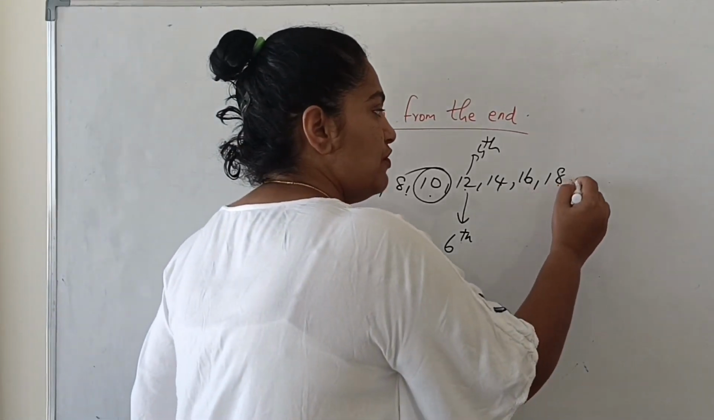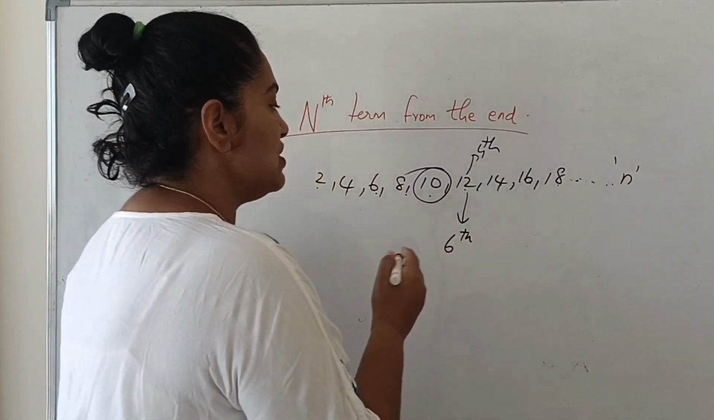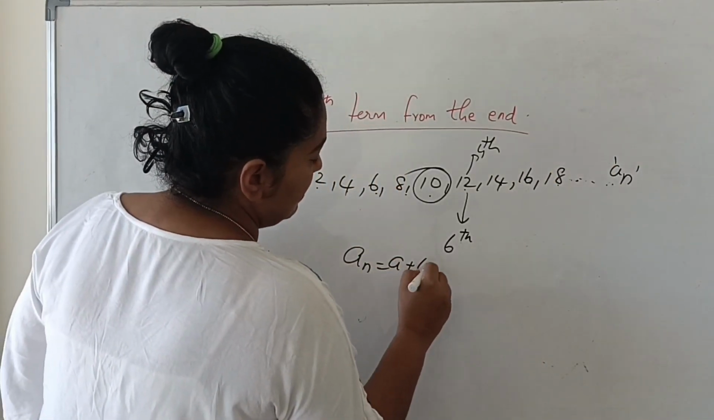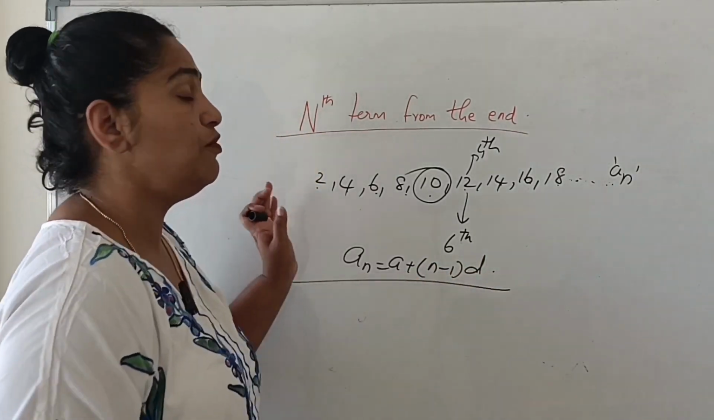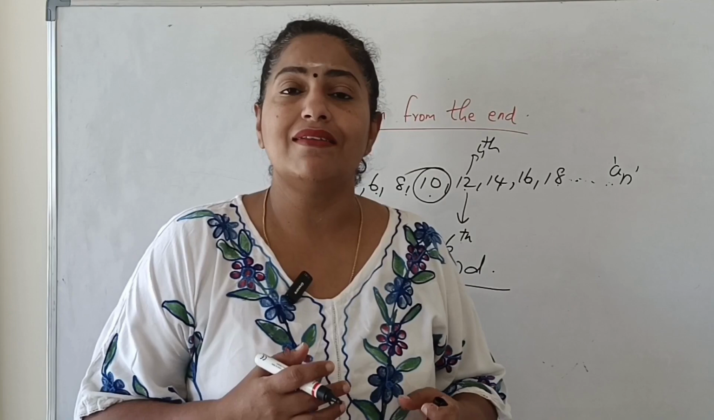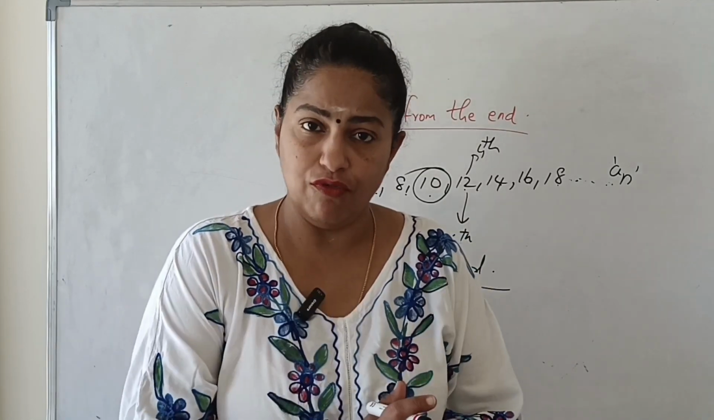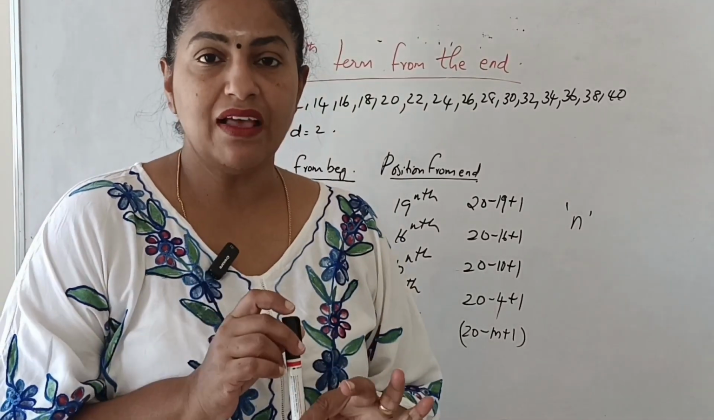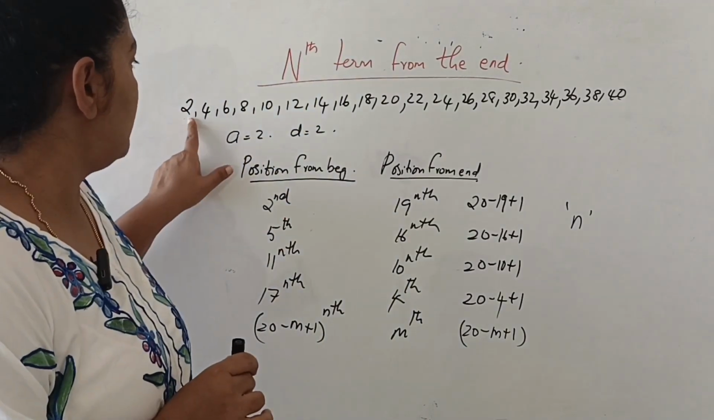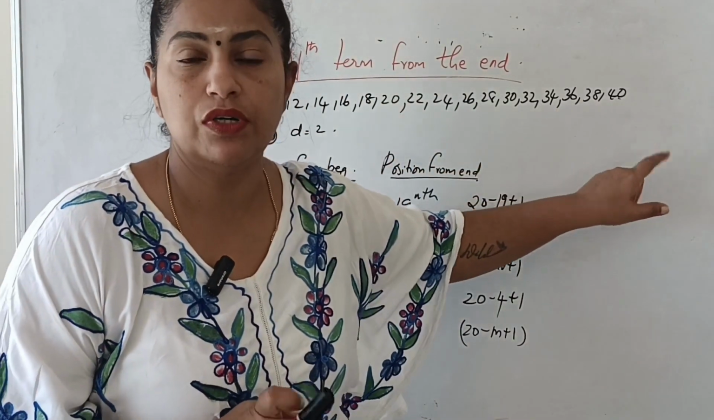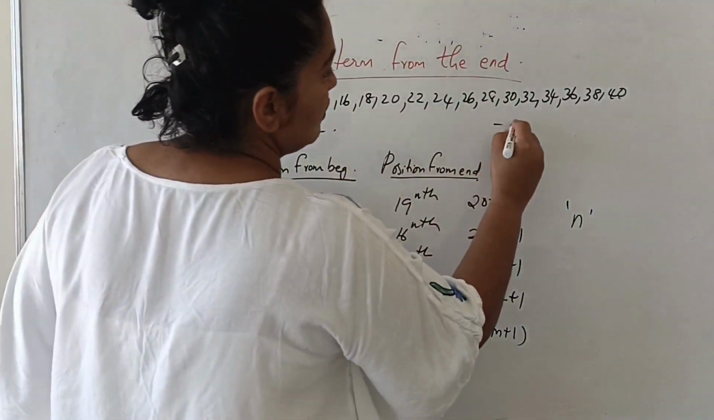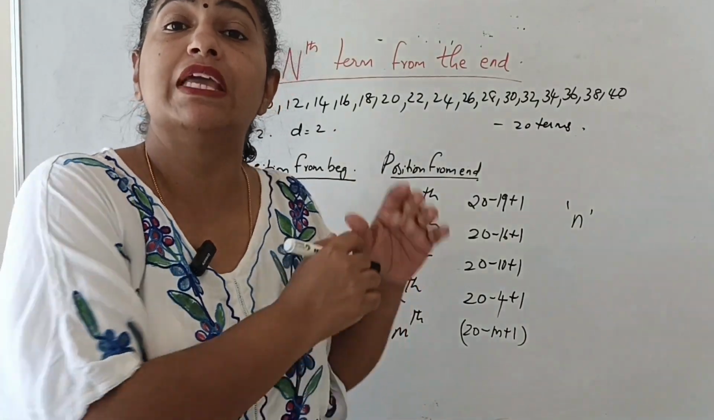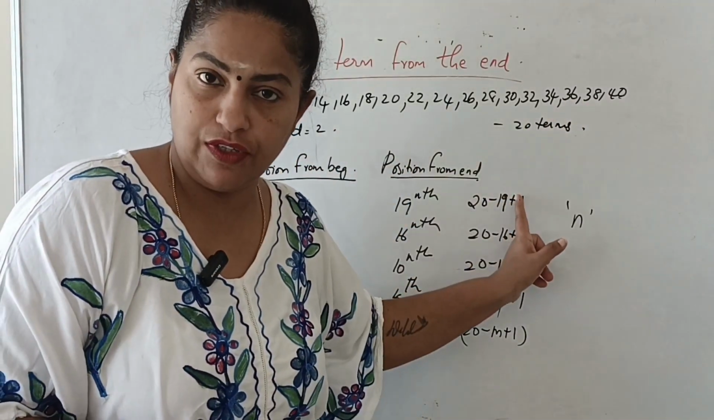So if this progression goes on and there is a term represented by an, you can say that an is equal to a plus (n minus 1)d. This is the general form of the nth term from the beginning of an arithmetic progression. Now let us see whether we can form a general formula for the nth term from the end. Let us have a look at this particular arithmetic progression. It starts from 2, has a common difference of 2, and goes up to 40, which means it has 20 terms. Now let us see the position of a term with respect to the beginning and from the end of the arithmetic progression.